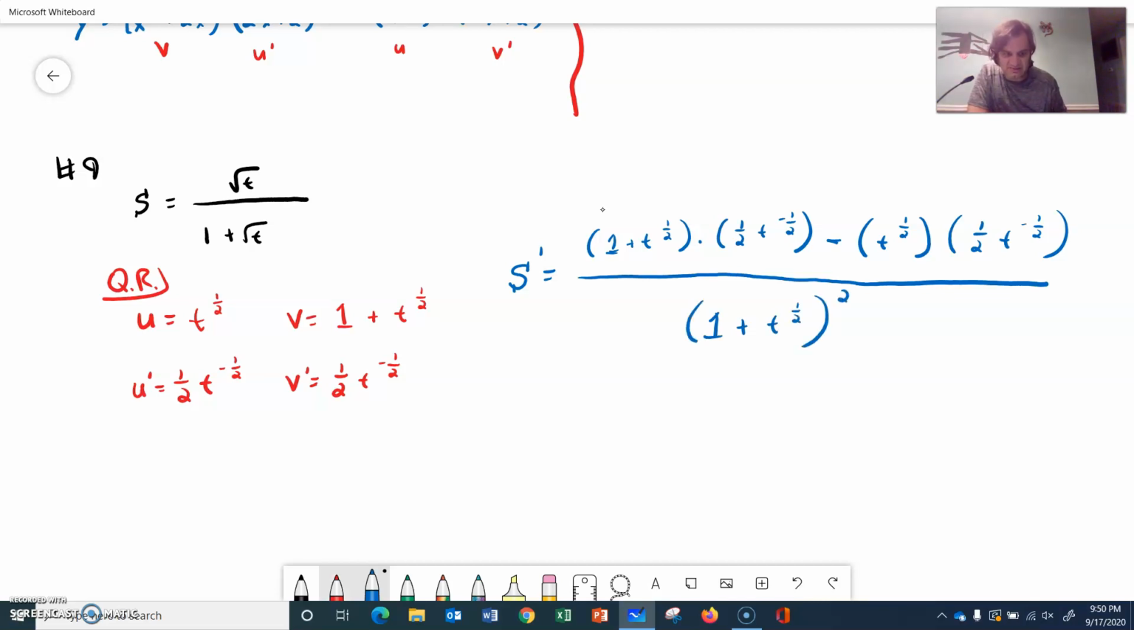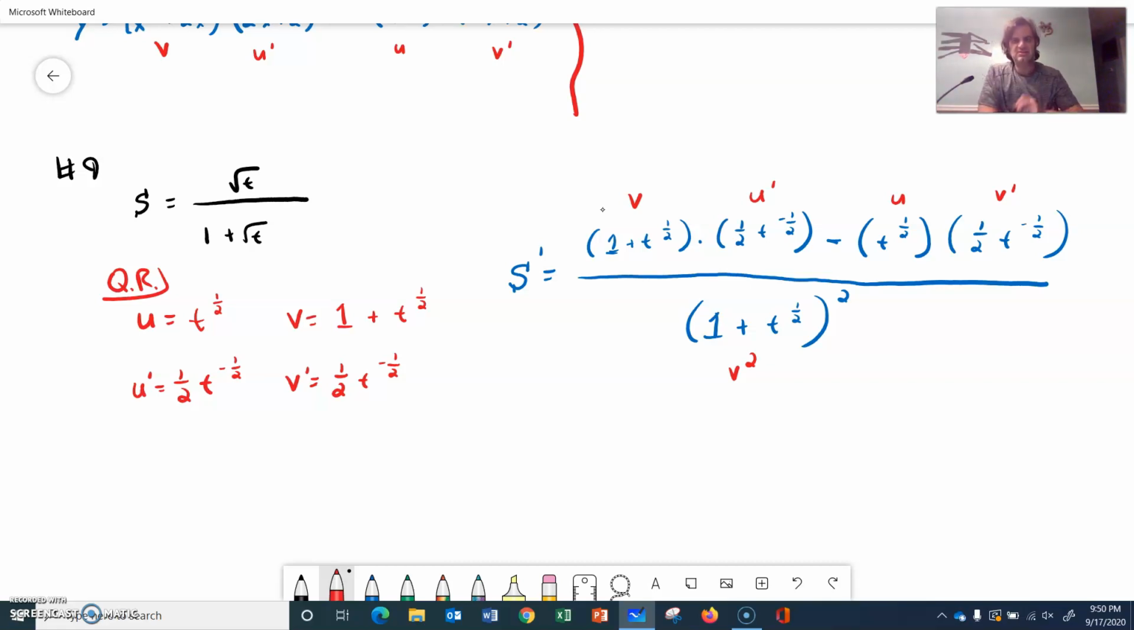So just to make sure you see where everything came from, here is v u prime minus u v prime all over v squared. I don't know that I would really want to clean that up personally. If I had a reason to, I might, but I'm just going to leave it there so you can see what you would go through.